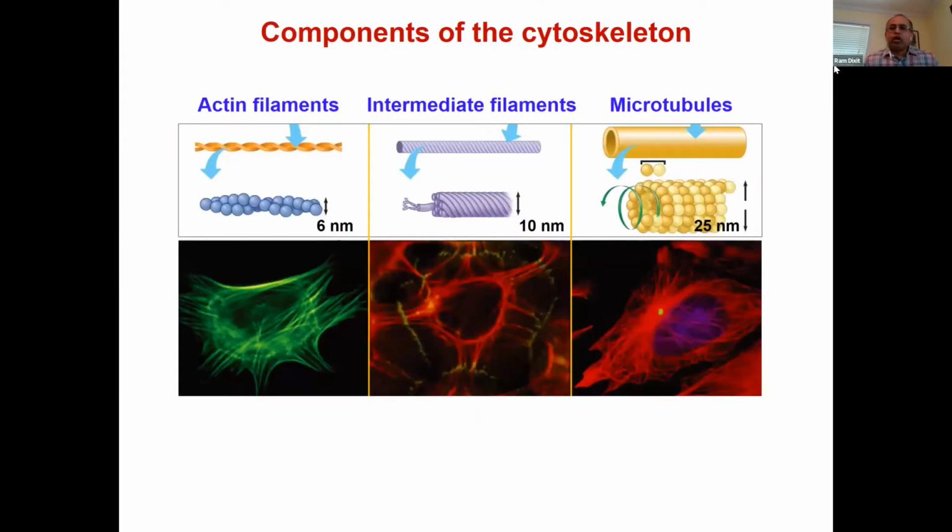So here are the components of the cytoskeleton. So we have actin filaments. These are the ones first discovered. They are about 6 nanometers in diameter. And on the top here, it's a diagrammatic version of these. And then on the bottom are some immunostaining or immunofluorescence examples of animal cells. So you've seen, I'm sure, examples of these kinds of pictures in the past.